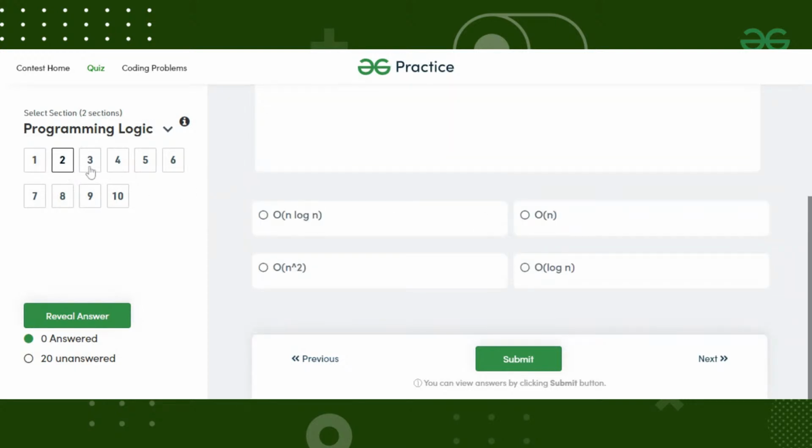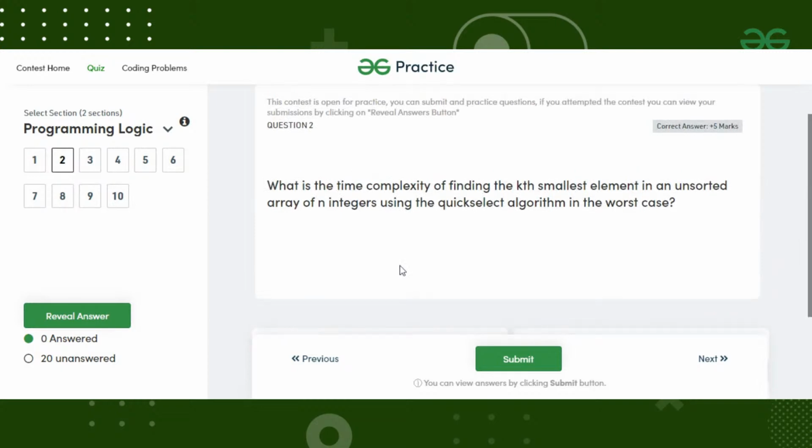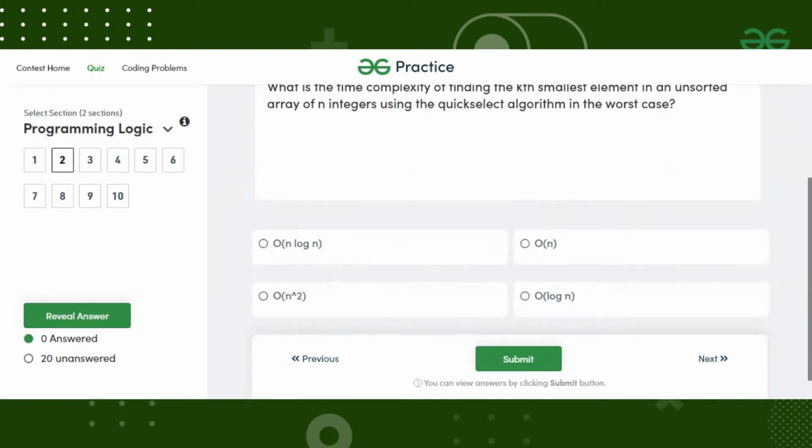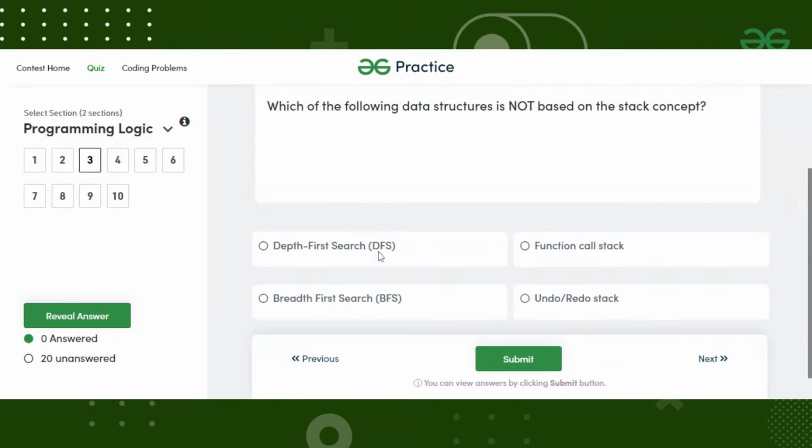Okay. Next we have, what is the time complexity of finding the kth smallest element in an unsorted array? All right, so if the array is unsorted and we are performing a quick select algorithm, and it is given that it is the worst case, in any way it will take n square of time because you will need to iterate the loop twice. So it will take a time of n square. That is the correct answer.